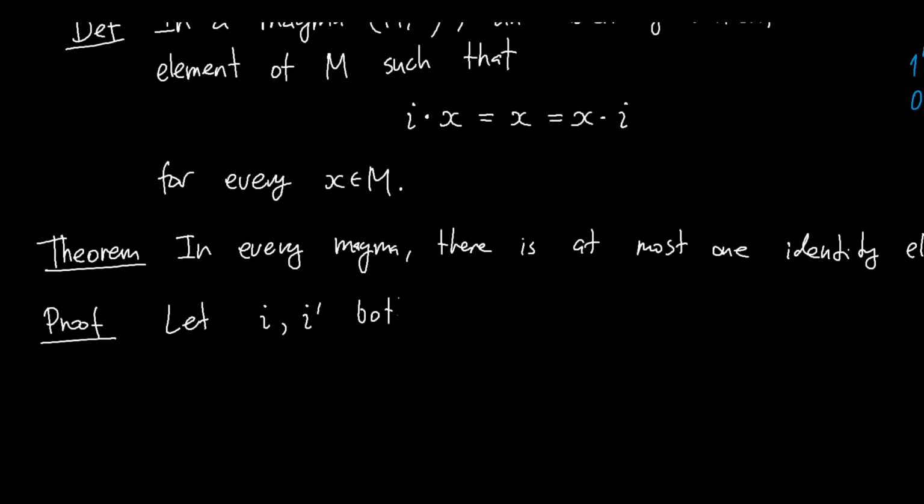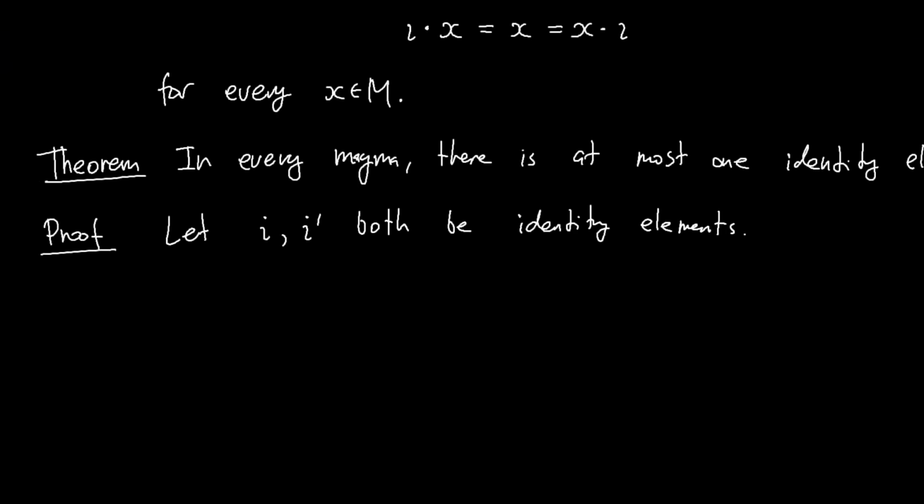So let these both be identity elements. And now we want to show that they're the same. So let's see what happens if you multiply them, right?